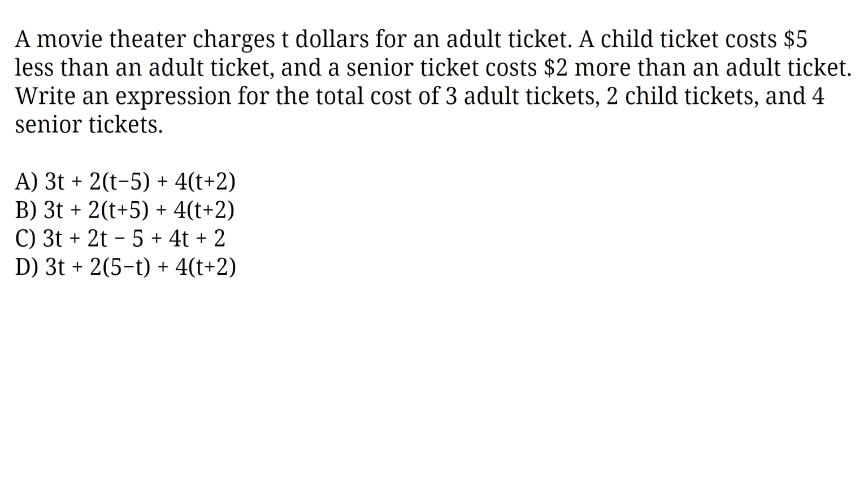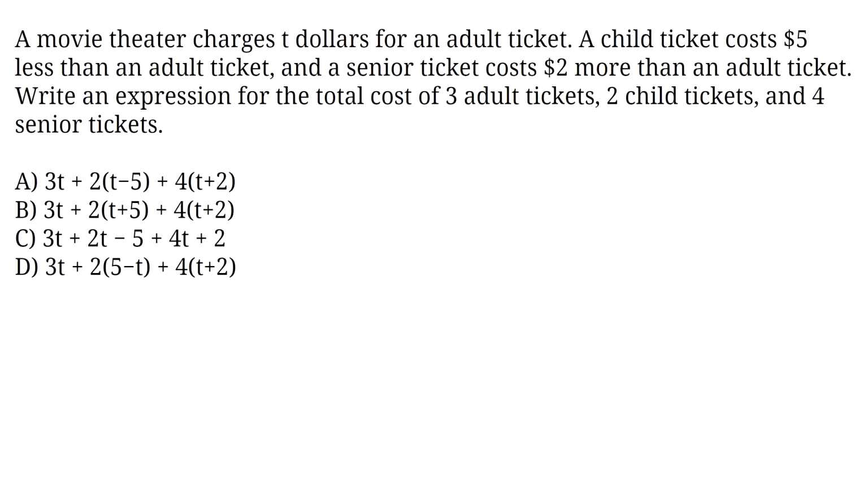A movie theater charges $10 for an adult ticket. A child ticket costs $5 less than an adult ticket, and a senior ticket costs $2 more than an adult ticket. Write an expression for the total cost of 3 adult tickets, 2 child tickets, and 4 senior tickets. To pass the GED math, it is important that you are able to translate words into algebraic expressions.